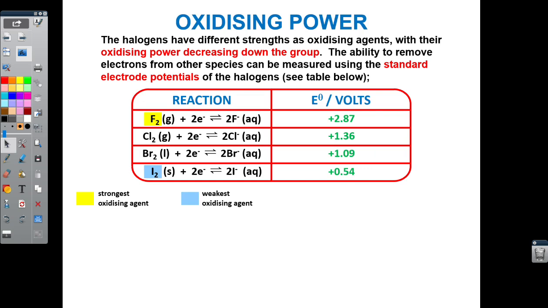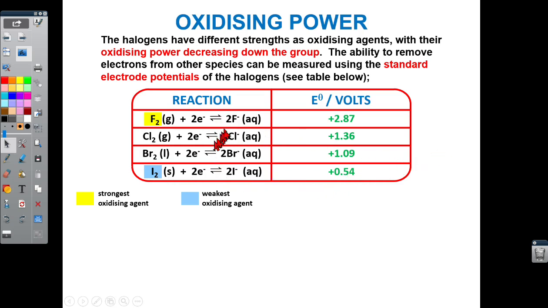Remember, to be an oxidizing agent, you've got to be taking electrons away from other species. To oxidize them, they have to have their electrons lost. And so fluorine is brilliant at stealing electrons. It's a proper electron thief, and it's a very potent oxidizing agent. Iodine is a rubbish electron thief, and as a result, it's a very poor oxidizing agent, and this value tells us that.